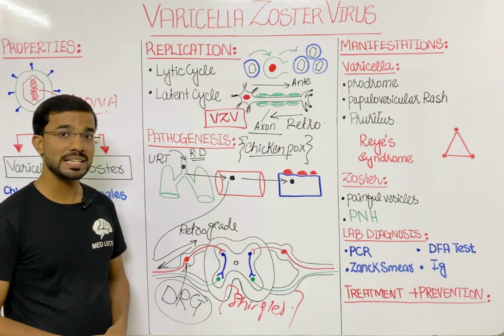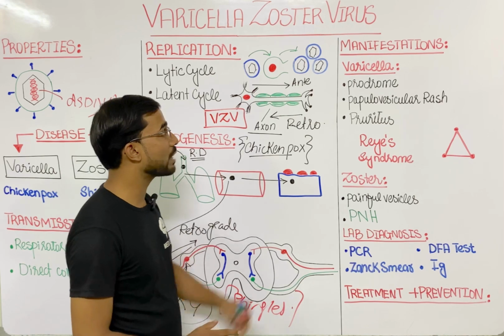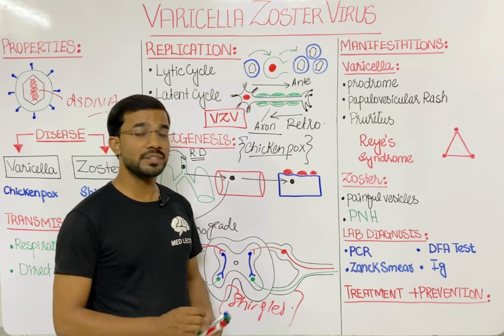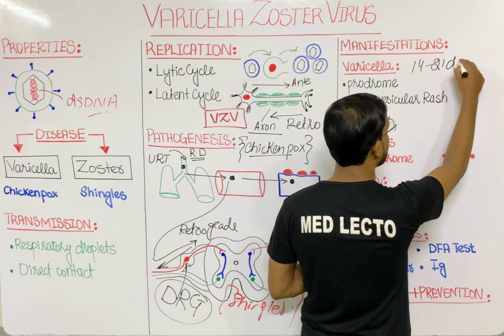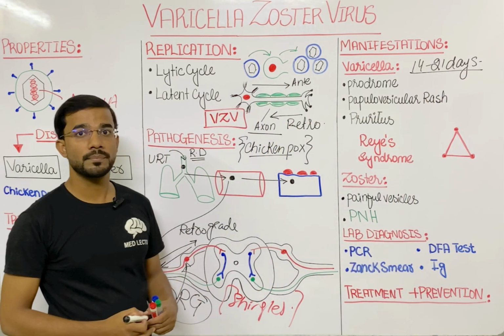Okay, if we look at the manifestation, first of all we will look at the varicella or you can say chickenpox. You will see after the incubation of 14 to 21 days, you will see the prodromal symptoms.